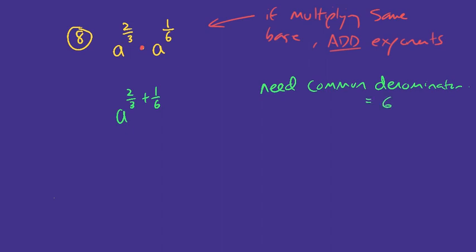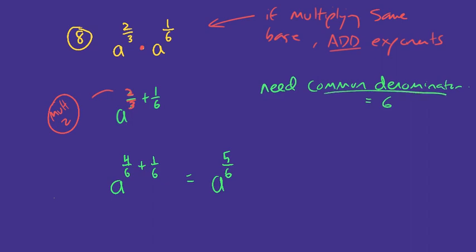And that means that this 2/3 is going to need to change so that it's got a denominator of 6, which means we're going to need to multiply by 2 to get it there. So this now is going to be a. If you multiply the 2 by 2, you get 4. The 3 by 2, you get 6. And now we can add that 1/6. 4 plus 1 is 5, and we keep our common denominator. Keep our 6.